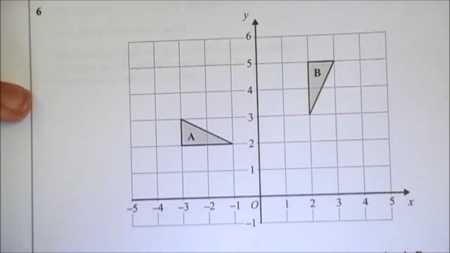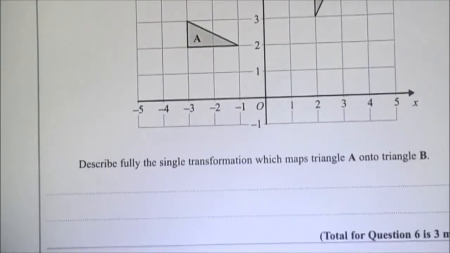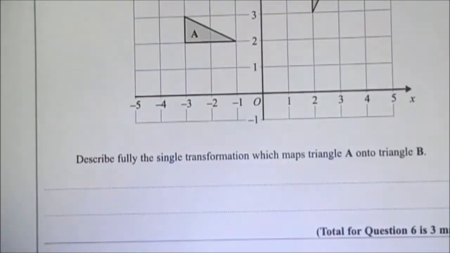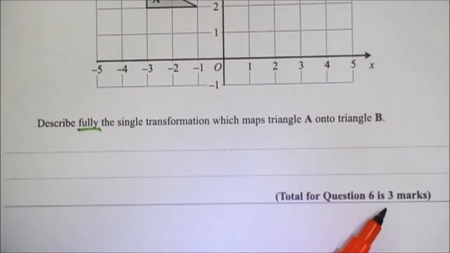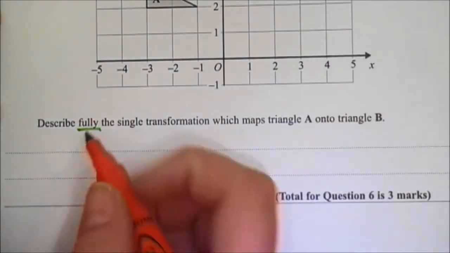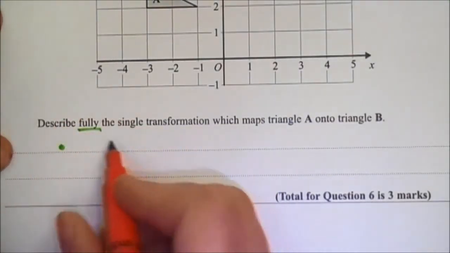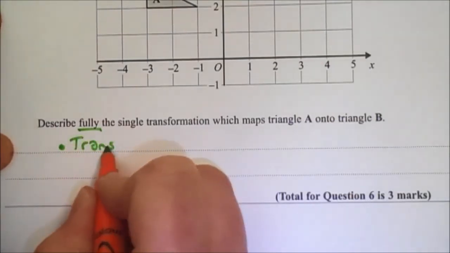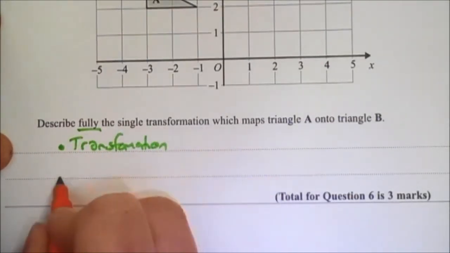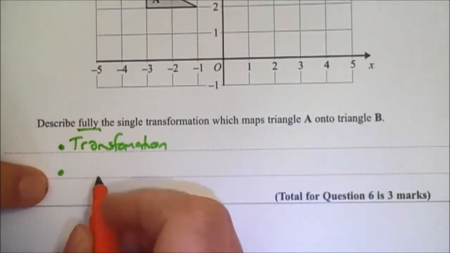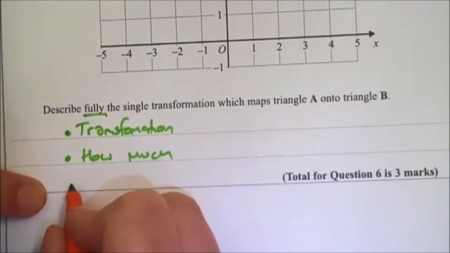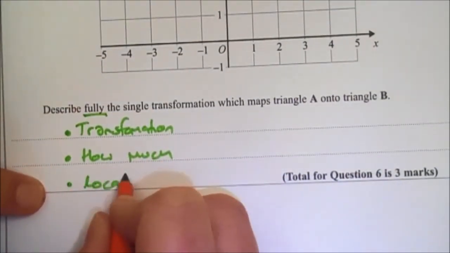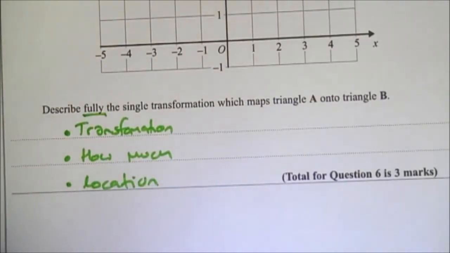Question 6 is a transformations question. So you've got triangles A and B there. They want us to describe fully the single transformation which maps triangle A onto triangle B. It's a 3-mark question, which means they want 3 pieces of information. The first piece of information is what transformation it is. The next piece of information they want is by how much. And the third piece of information they want is going to be something to do with the location.